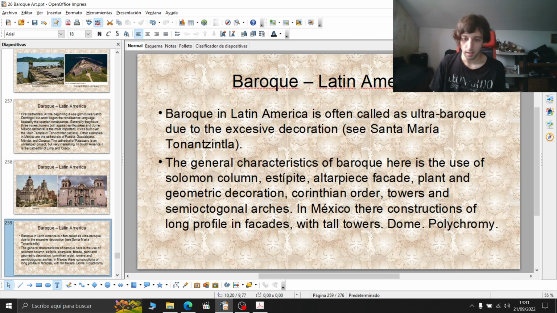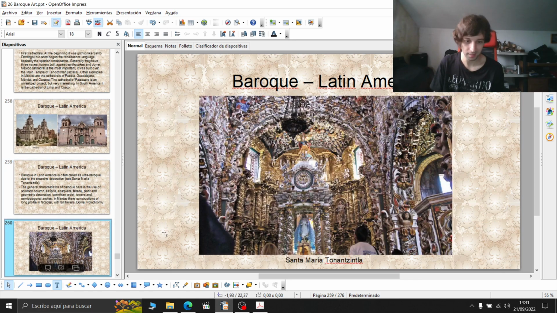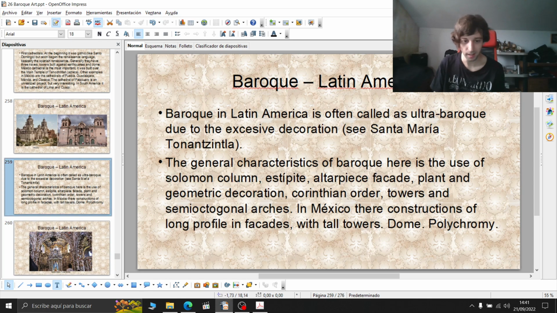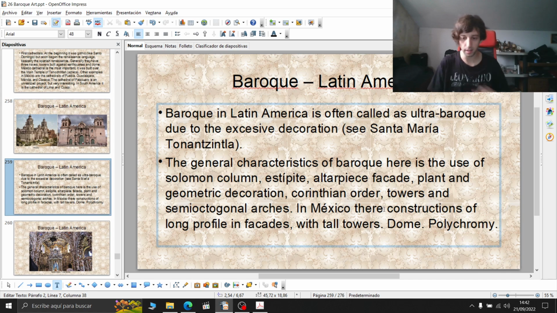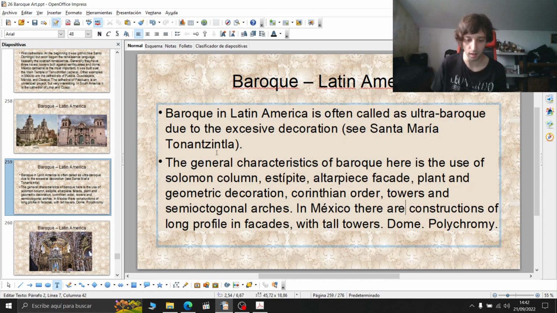Baroque in Latin America is often called Ultra Baroque due to the excessive decoration. See Santa María Tonantzintla. Like this is Ultra Baroque. The general characteristics of Baroque here are the use of Solomonic column, estípite, altarpiece facade, plant and geometric decoration, Corinthian order, towers, and semi-octagonal arches. In Mexico, there are constructions of long profile in facades with tall towers, dome, and polychromy.